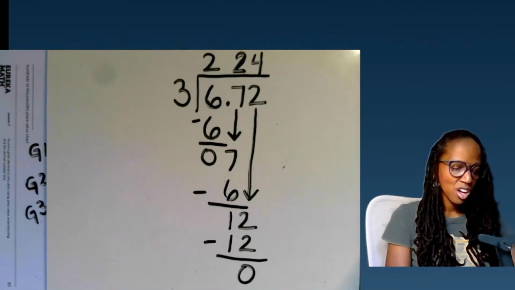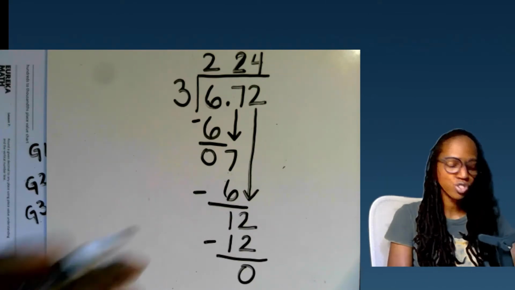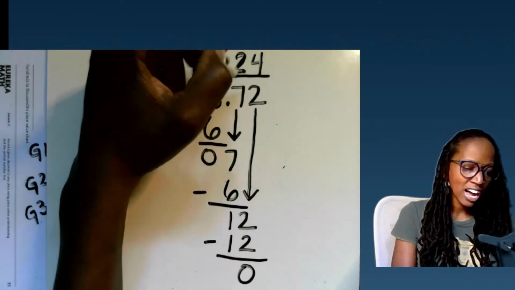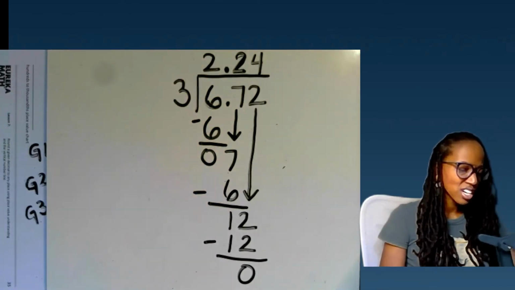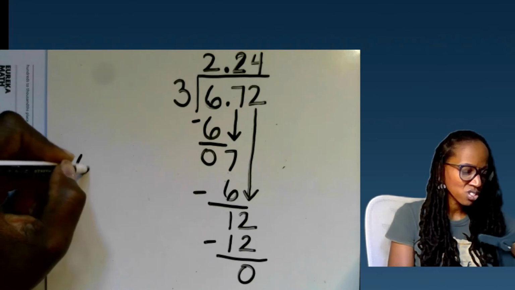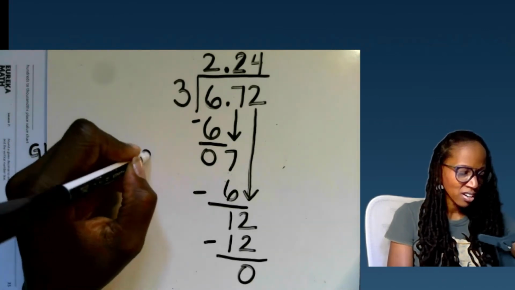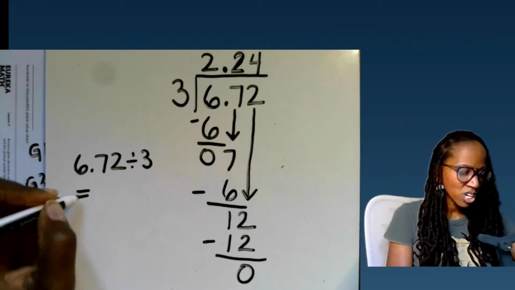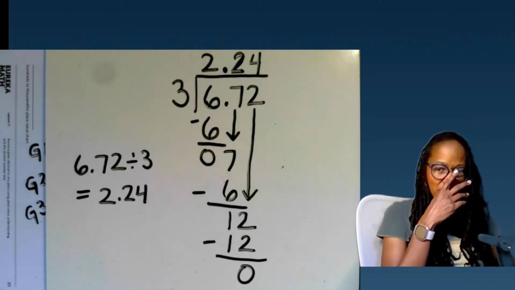Okay. So before I write my final answer, which is my quotient, I must remember that I have to bring the decimal right up, okay? Bring the decimal up. So my final answer is 6 and 72 hundredths divided by 3 would equal 2 and 24 hundredths. And that's about right.